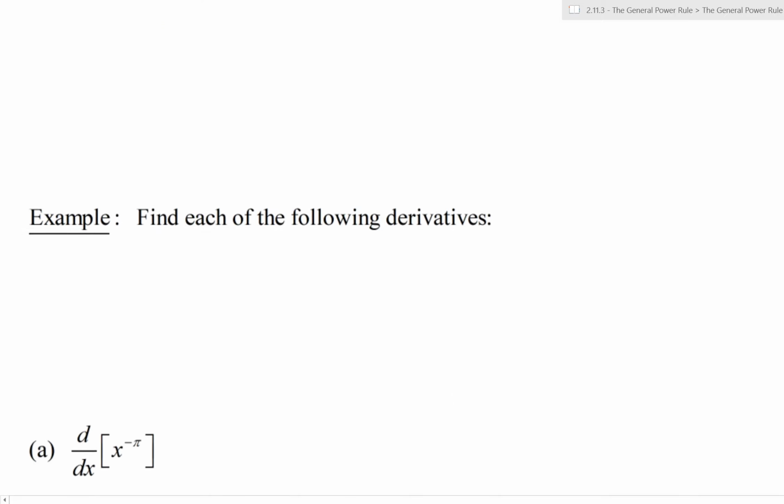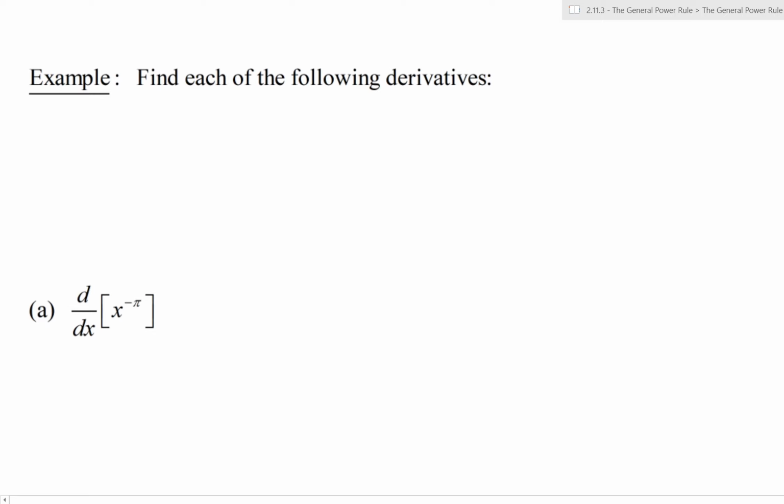And just to do a couple of quick examples here in this video, what if we were to ask to find the derivative of x to the negative pi with respect to x? Well, negative pi is a real number. And so we just apply the power rule, bring down that exponent, negative pi, times x to the negative pi minus 1 power. The end.